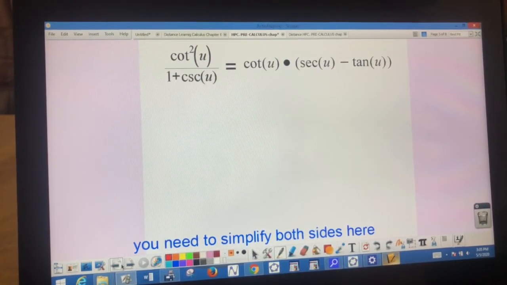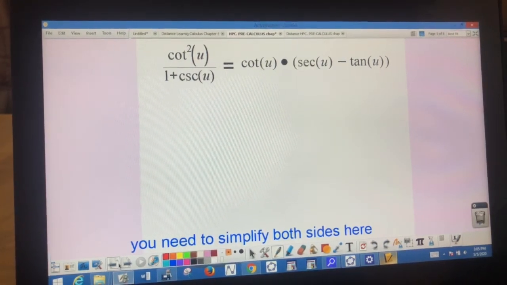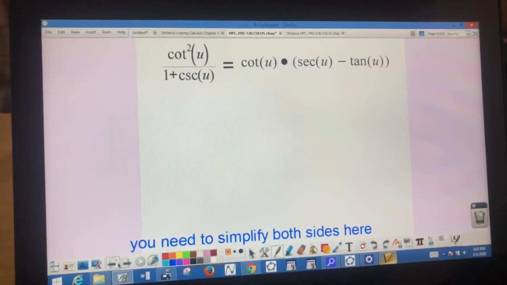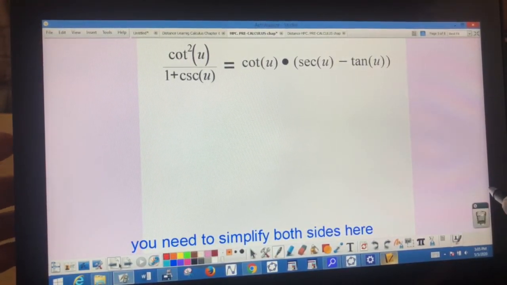All right, welcome back. And this is another hard question on simplifying your trig ratios or trig identities so that the right side equals the left side. Okay, so here we go. This problem is from your textbook, right? But I just want to talk it over. You'll see how it goes.